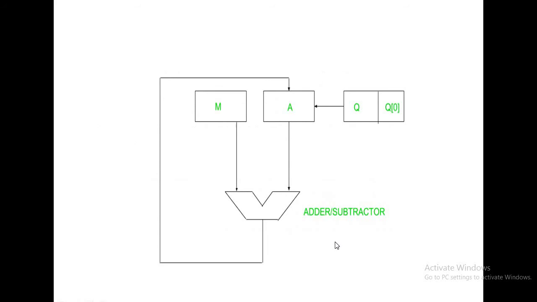What I have already told you, the value of A is initialized with 0, and after each iteration, the value of A is restored. What do we mean by restored? We will discuss by the help of an example. Since the value of A is restored in each iteration, this division method is called the restoring division method.